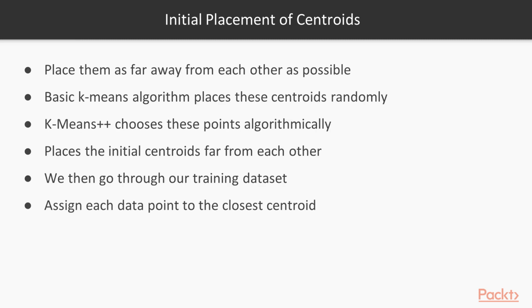We can see that the initial placement of centroids plays an important role in the algorithm. These centroids should be placed in a clever manner, because this directly impacts the results. A good strategy is to place them as far away from each other as possible. The basic k-means algorithm places these centroids randomly, whereas k-means++ chooses these points algorithmically from the input list of data points. It tries to place the initial centroids far from each other so that it converges quickly. We then go through our training dataset and assign each data point to the closest centroid.